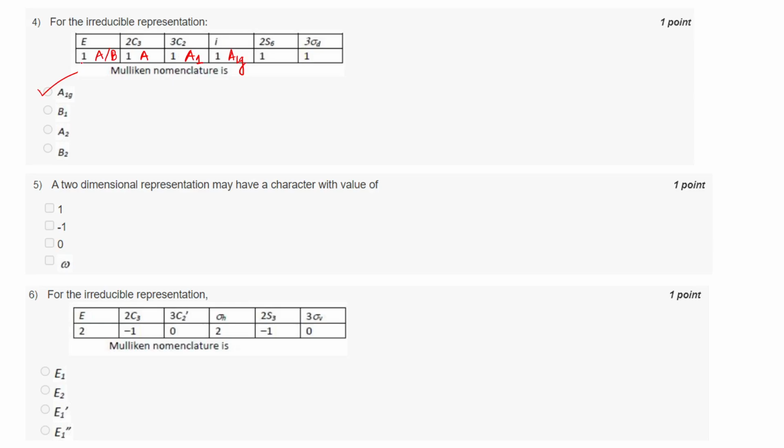Now question number five. A two-dimensional representation may have a character with the value of.